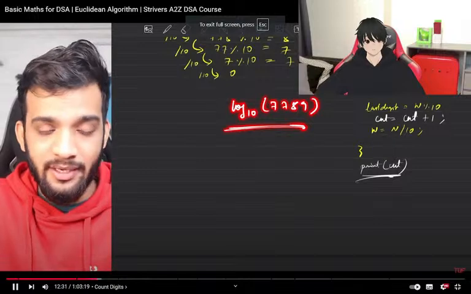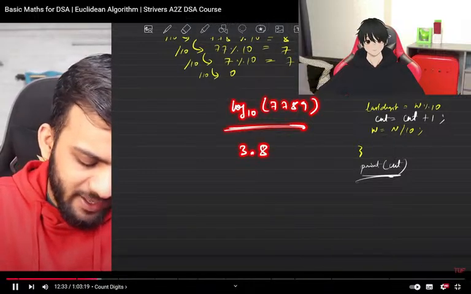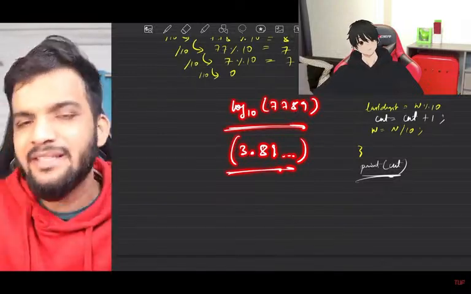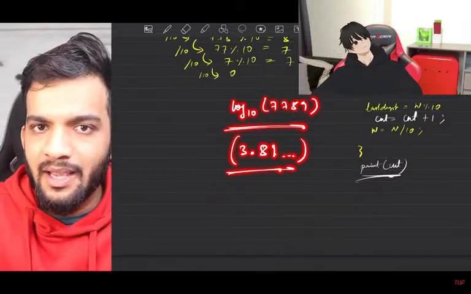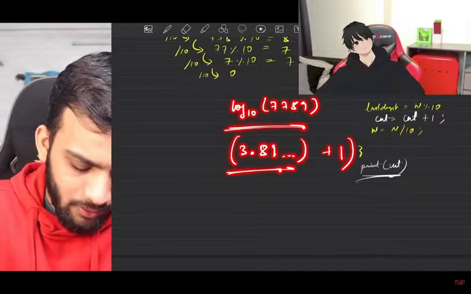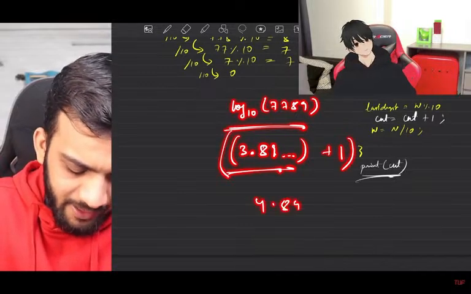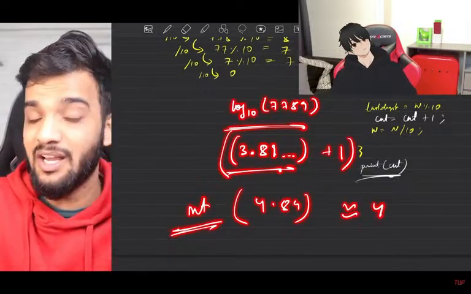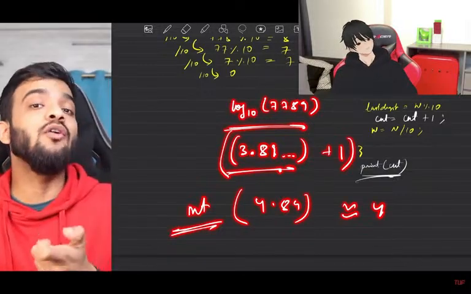Logarithmic. The calculator will actually give something like 3.89. So this is the value that you'll get if you do a log base 10 of the number. And then if you add a 1 to it, this will be 4.89. And if you take an integer of it, that will be 4. So this is another way to find the count of digits.